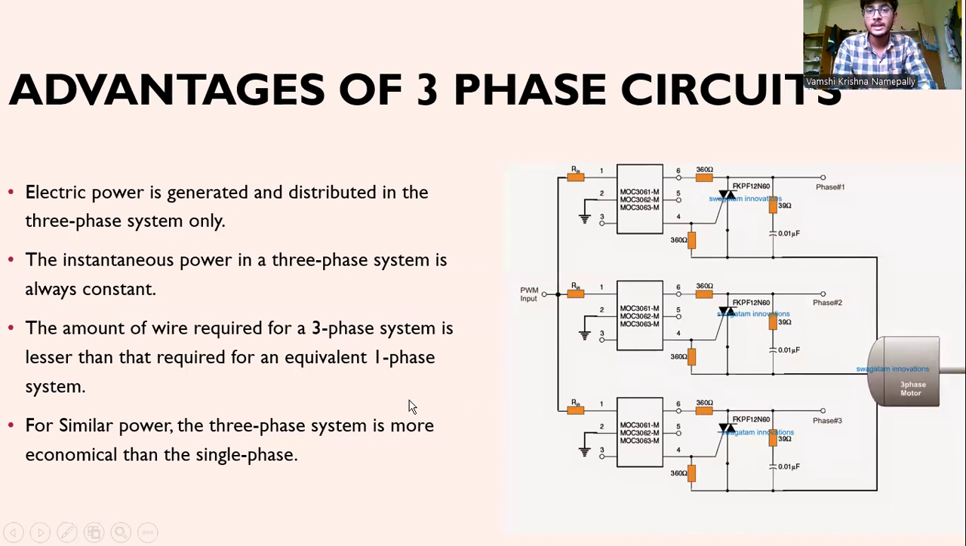The amount of wiring required for a three-phase system is less than that required for an equivalent single-phase system. The wiring required for a three-phase system is very little compared to a single-phase system. That's the reason it is more economical compared to the single-phase system. So it is more economical and a cost-effective process. These are some of the advantages of three-phase circuits.